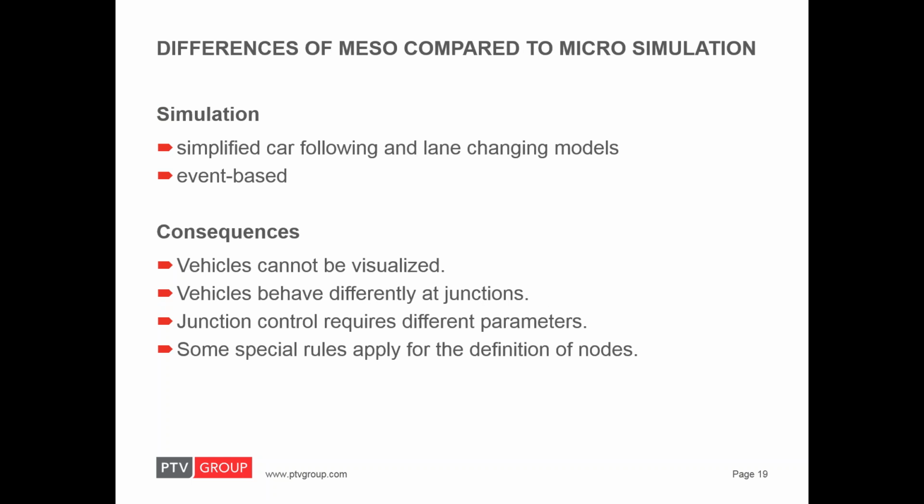The simulation works event-based. What does it mean? In microsimulation, the positions of all vehicles are updated in every time step. In the mesoscopic simulation, the car following algorithm is solved differently, meaning that we calculate the time when the next so-called event for a vehicle occurs. Such an event could be when the downstream node is reached, or when the signal switches to green and the vehicle can enter the node.